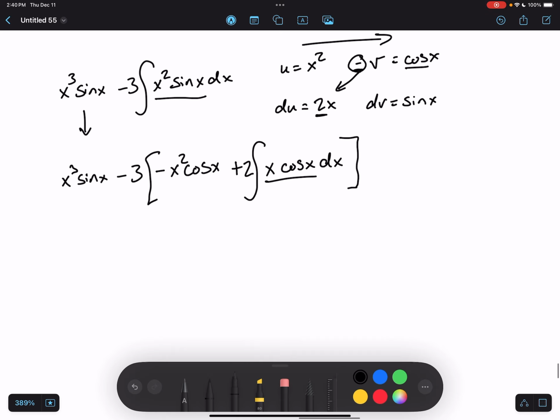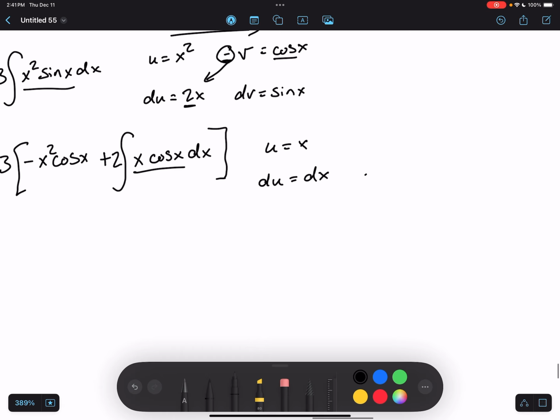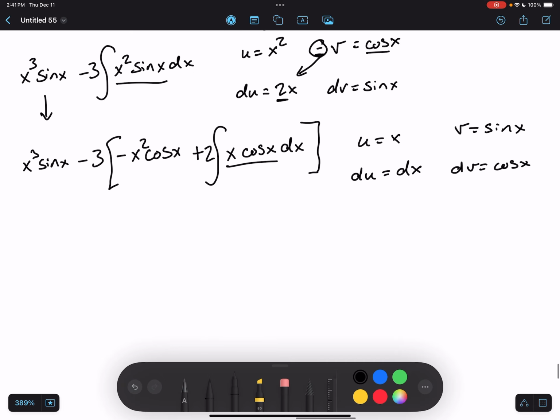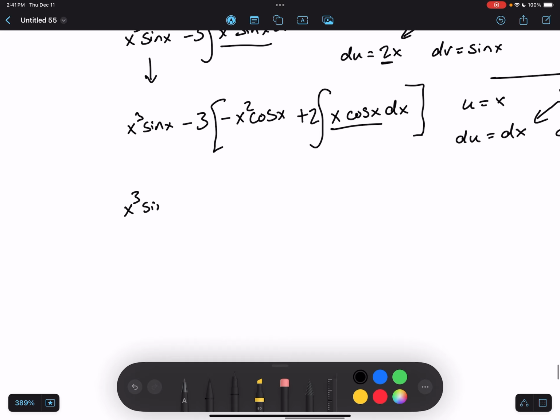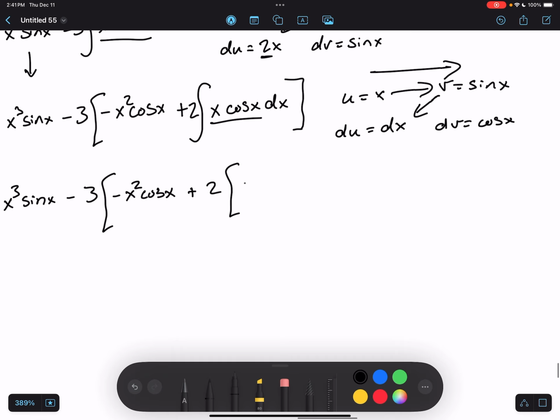And now we just have one more integration by parts pair here, so we can let u equal x. The derivative of u equals the derivative of x. Now dv equals cosine x, and v will simply equal sine x. So with integration by parts, again, we'll go across the top and then we'll go down over. So we've got x cubed sine x minus 3 times minus x squared cosine x plus 2 times now we've got x times sine x, so x sine x minus the integral of sine x dx.